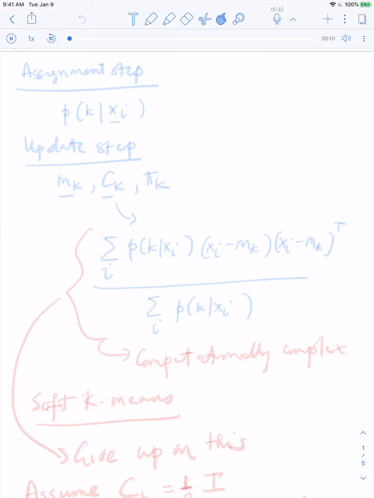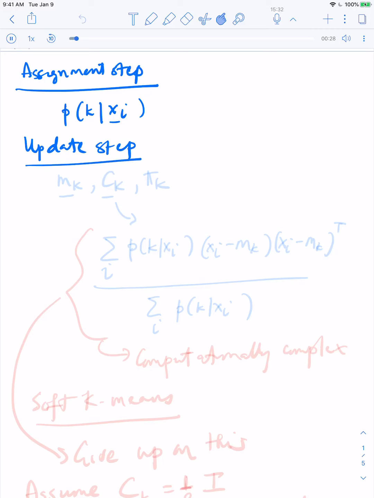Okay, so we've seen that the EM algorithm for Gaussian mixtures consists of two steps. One is the assignment step, where for each data point, we figure out how much it contributes to the kth cluster. And then there's an update step, where we update the means, the covariances, and the component probabilities.